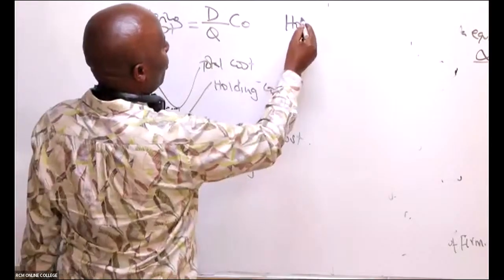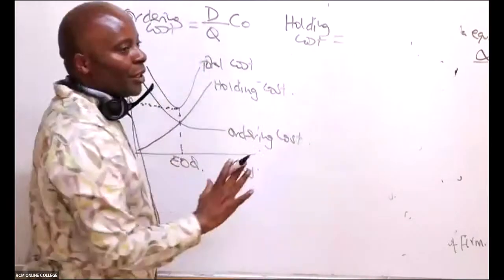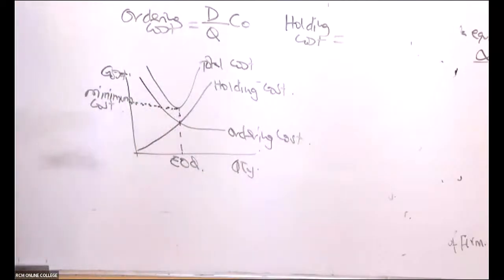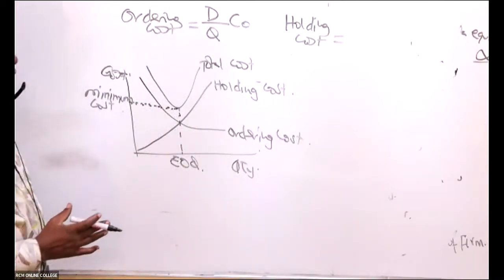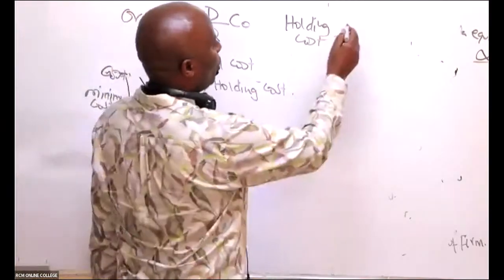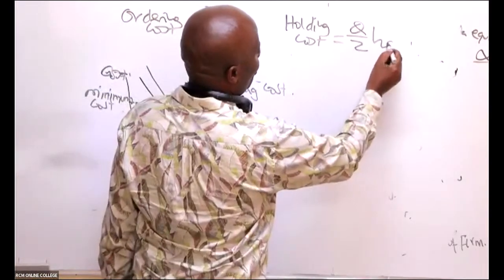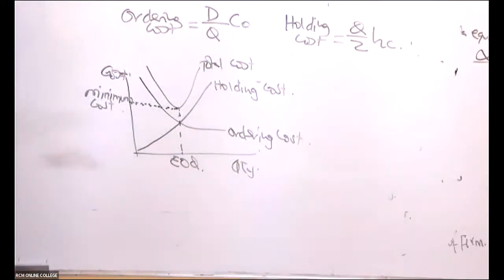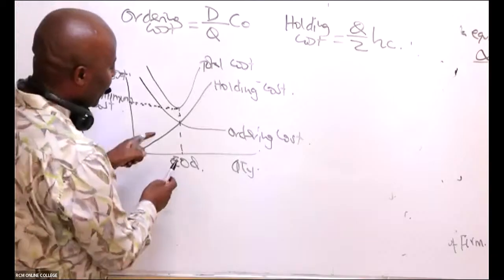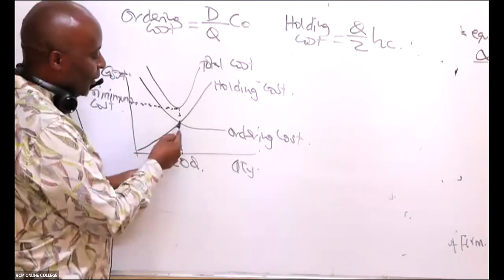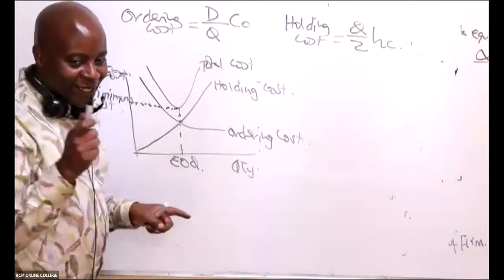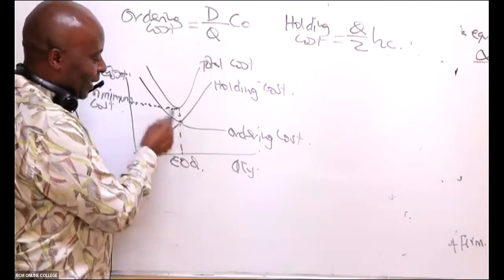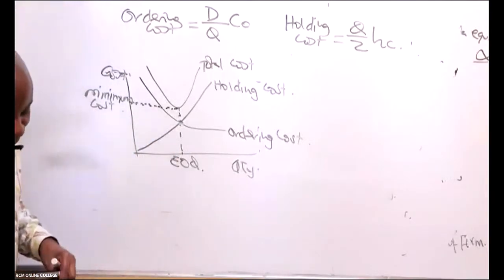And then we have holding cost. Holding cost is always calculated using average inventory. Holding cost will be Q over 2 times HC, like that. There is one observation I want all of us to make: at EOQ, what is happening with the two costs? They are the same. They're intersecting there. And that is a very, very important observation.